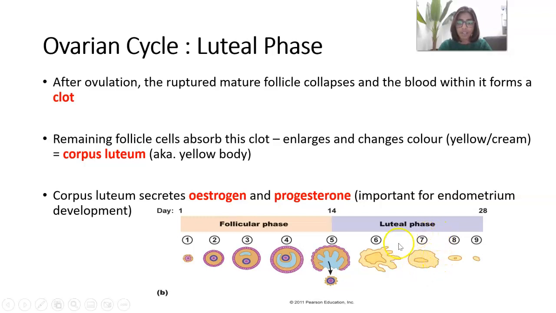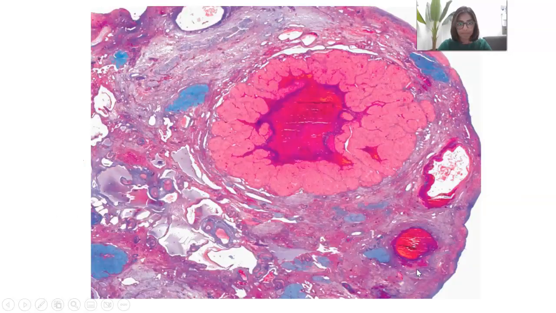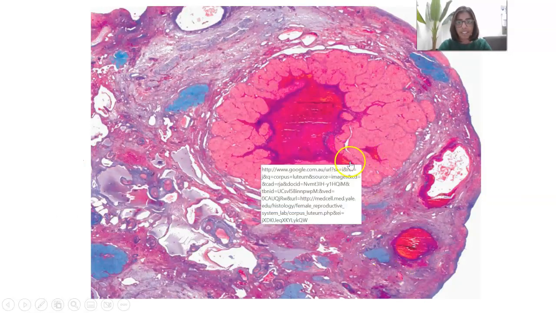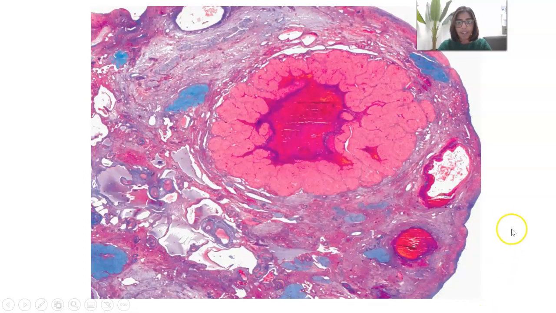Now what's really significant about the corpus luteum is that it secretes really high concentrations of estrogen and progesterone. Now that is going to be significant later. It's actually important for the endometrial development. So here we can see the clot surrounded by the corpus luteum.